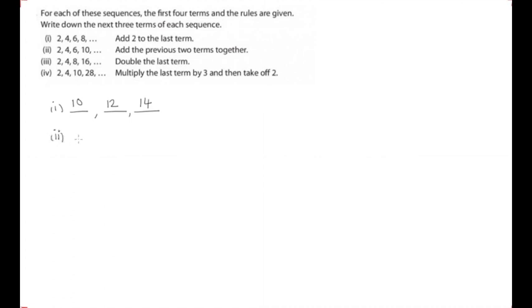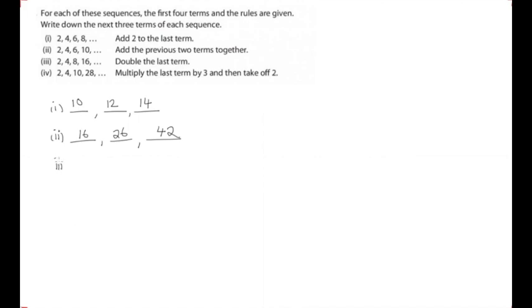All right, number 2. Again, we're just getting the next 3 terms. Okay, what's the rule? Add the previous 2 terms together. Okay, 2 plus 4 is 6. 4 and 6 is 10. So the next one would be 6 plus 10 is 16, isn't it? Now, 10 plus 16 is 26. And then 16 plus 26 is 42. That one's a tricky one.